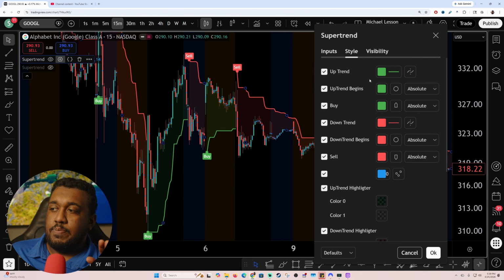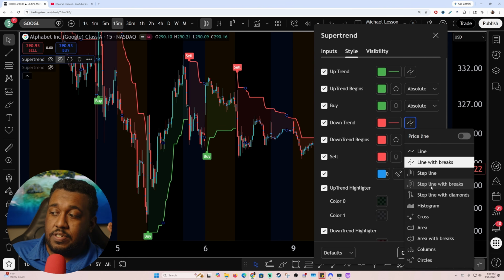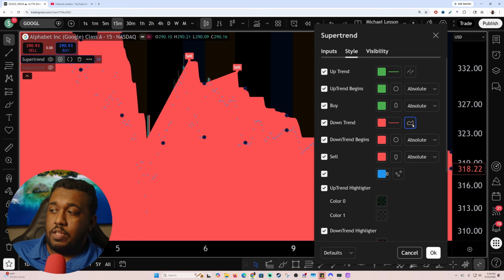Now, next up, we're going to be focusing on style. This is a very simple thing here. Uptrend begins, buy, all of this stuff. You can basically turn it on or off based on what you guys want to see. If you guys don't want to see the uptrend lines or the downtrend lines, you just turn off uptrend and downtrend and the lines turn away. If you guys want to have this be set to different types of lines, you guys can do this here. You just want it to be crosses or an area, you can have that.